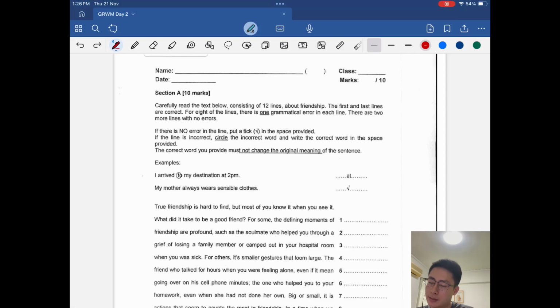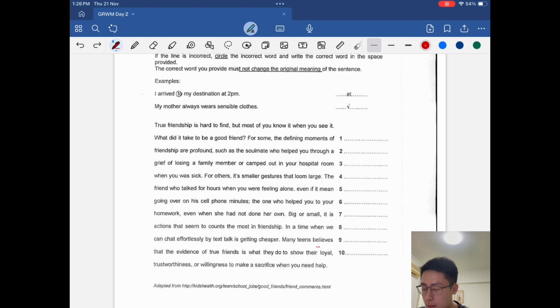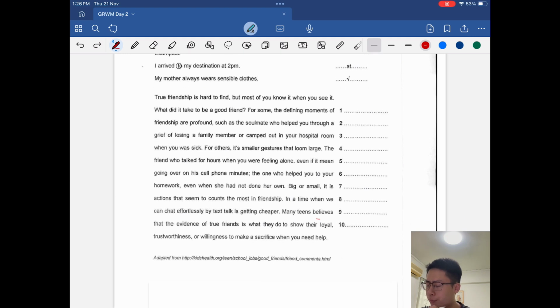So for today's editing exercise, for full transparency, we're doing a lower sec paper, but that is not to say that there's nothing to be learned from it. Actually, for these lower sec papers, there are a lot of things that we can learn because it helps us to revise some of the grammar rules that we have taken for granted, right? So this little article here is taken from a Kids Health kind of magazine or website. The link, I'll leave it in the YouTube description box as well.